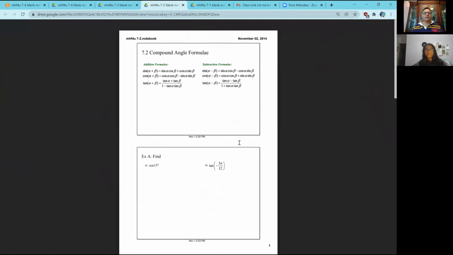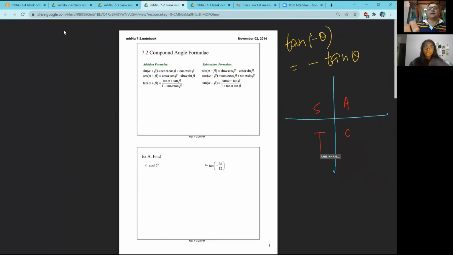Perfect. Tan alpha plus beta, the formula is tan alpha plus tan beta over 1 minus tan alpha tan beta. And when you do tan alpha minus beta, minus changes to positive, positive changes to minus. Since you know tan is also an odd function, correct? Tan minus theta is minus tan theta. It is also negative in quadrant 4, similar to sine. Very, very important to look at these things.